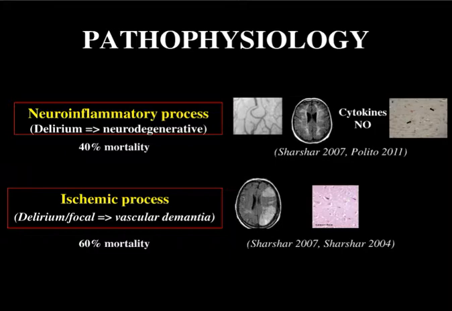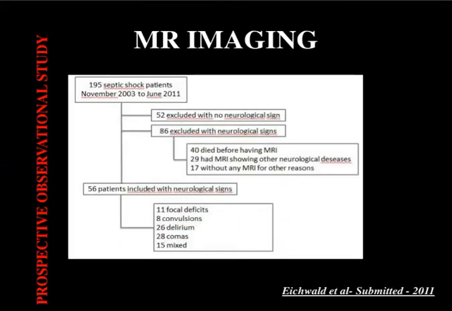We think that there are two main processes. The neuroinflammatory process, and I addressed this issue yesterday, could be related to an alteration of the blood-brain barrier and an alteration of microcirculation. The second process is the ischemic one. We have just finished a prospective observational study, and we have submitted the paper, in which we did an MRI in patients who were septic or in septic shock and who developed an acute brain dysfunction characterized by confusion, coma, focal neurological signs or seizure.